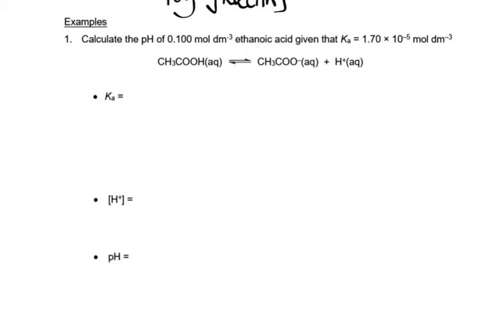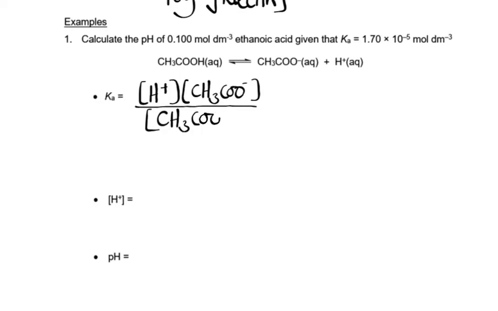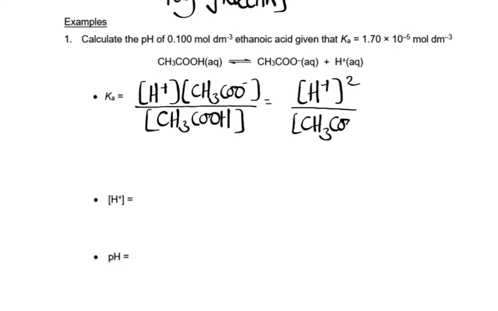Let's have a look at an example calculation. So we'll complete the Ka expression. So that's the concentration of hydrogen ions multiplied by the concentration of ethanoate ions divided by the concentration of the ethanoic acid, and if we assume that the hydrogen ions and the ethanoate ions are the same, then we can simplify that to this.